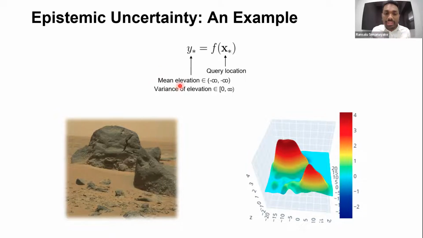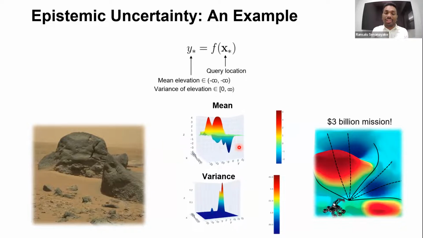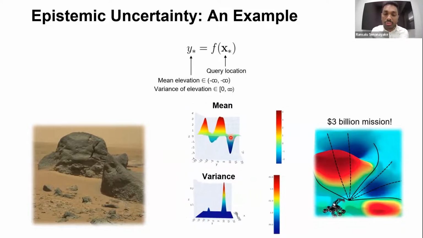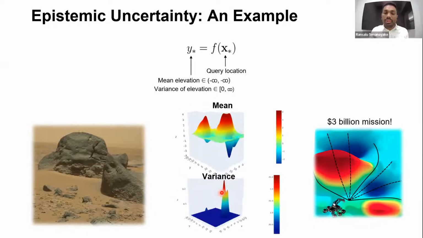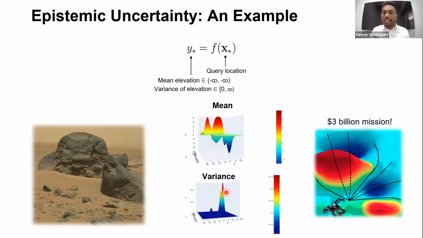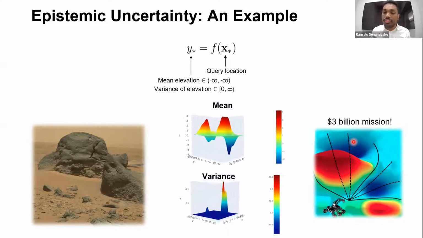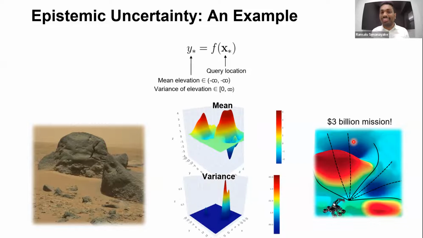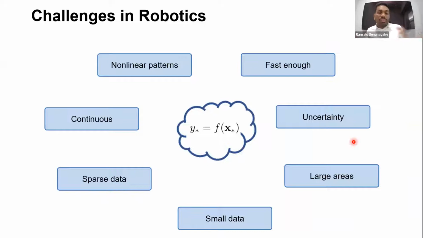We are not just interested in mean elevation, we are also interested in the uncertainty or the variance. Why? Because if we look closely at what is behind this boulder, it's a huge pit. The robot cannot actually see this view, but there's a huge pit. So that pit is shown here. We do not really see that area, therefore the variance is very high. If we do not consider this uncertainty, the robot would go and fall in this pit, which would cost billions of dollars if this was on Mars. Right, that is an example of epistemic uncertainty.